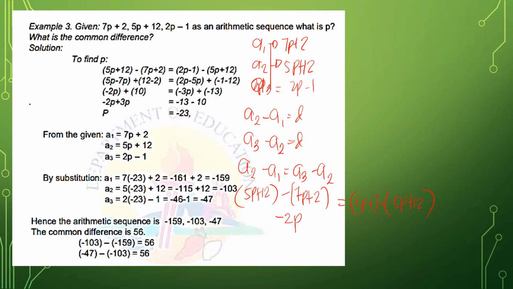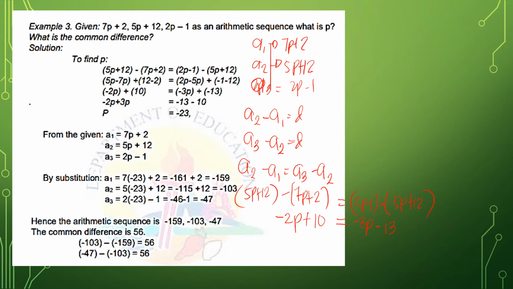We have here 12 minus 2, which is equal to 10. So, plus 10, since that is positive, is equal to 2p minus 1 minus 5p plus 12. We can subtract 2p minus 5p, which is equal to negative 3p. Negative 1 minus 12 is equal to negative 13.